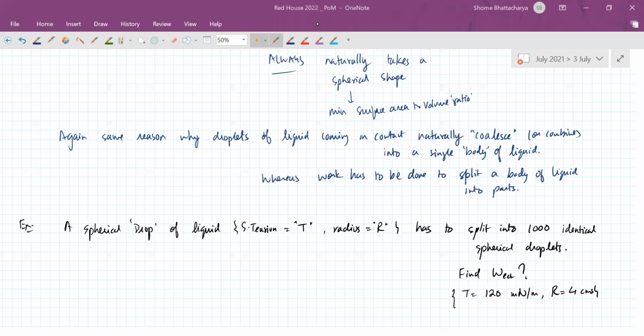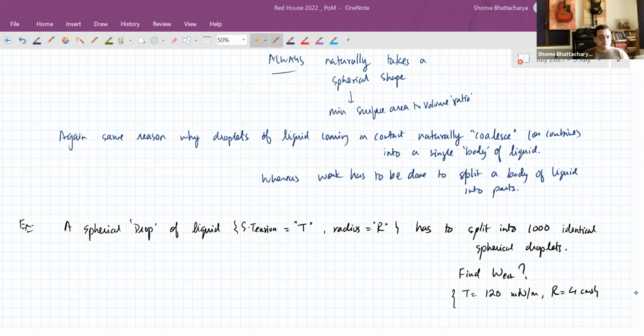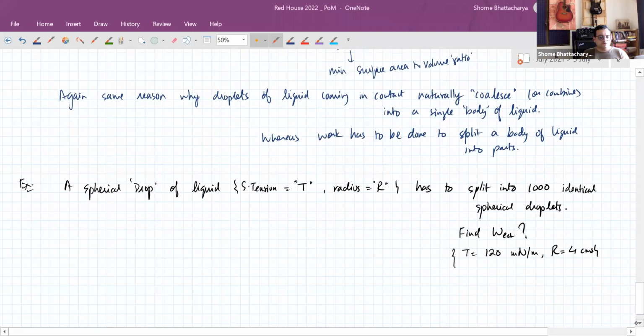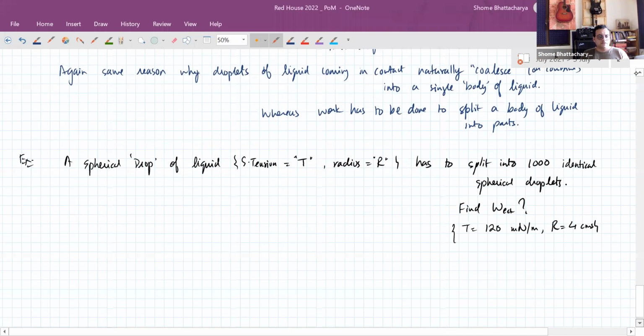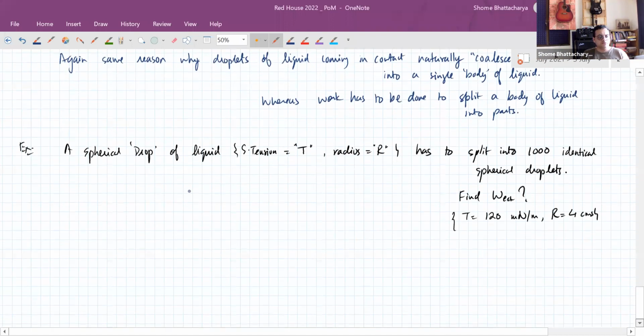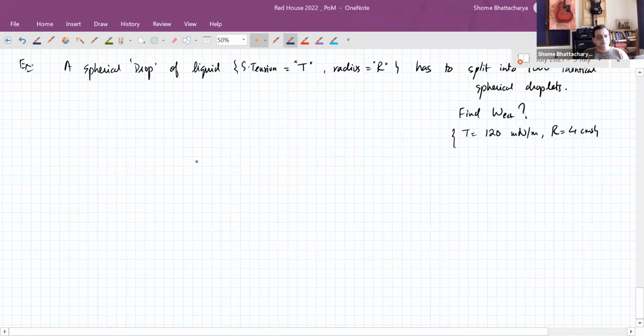Okay, so let me do the calculation and verify, Naman. First of all, we'll have to understand that the one droplet of radius r, when you split it into 1000 droplets, so obviously I'm not going to draw 1000 droplets, but 1000 droplets of radius small r, let's say, and this one is of radius r.